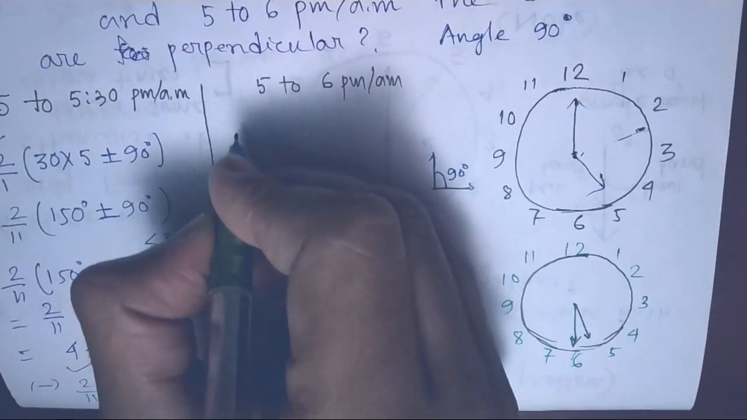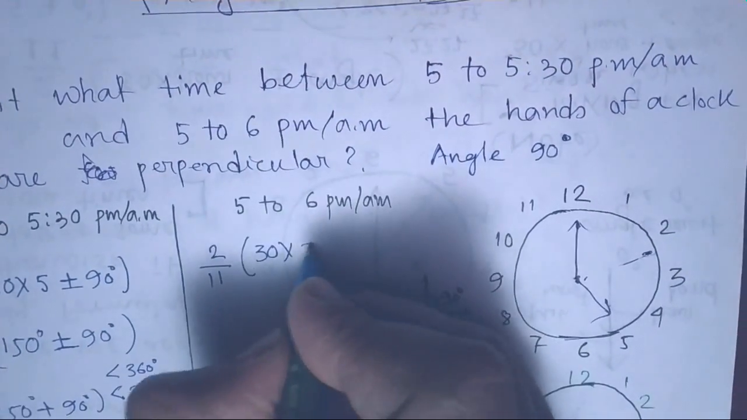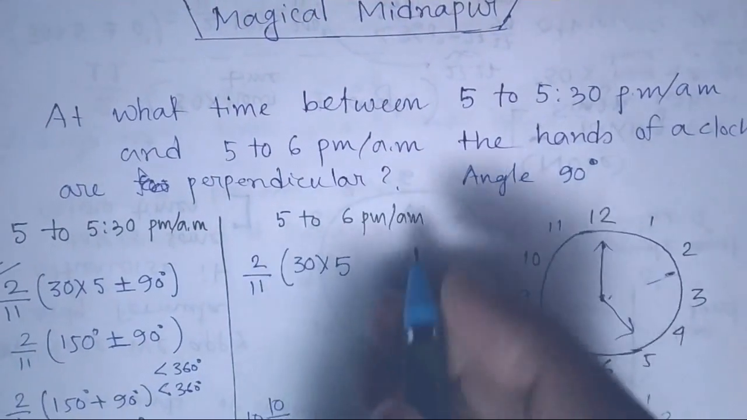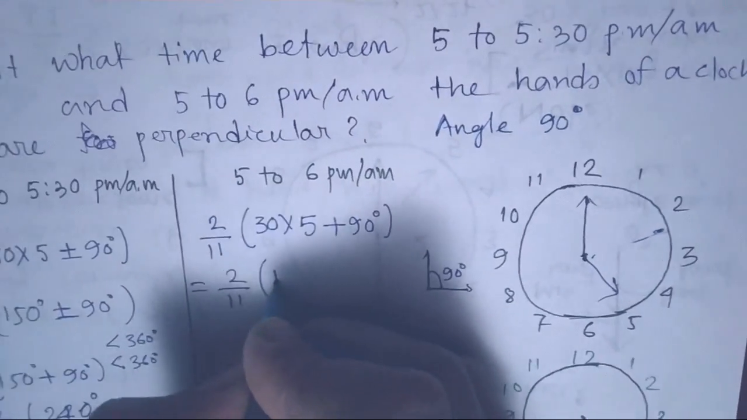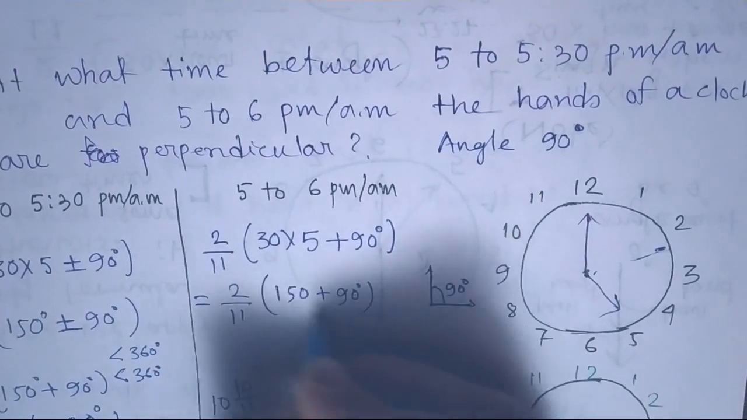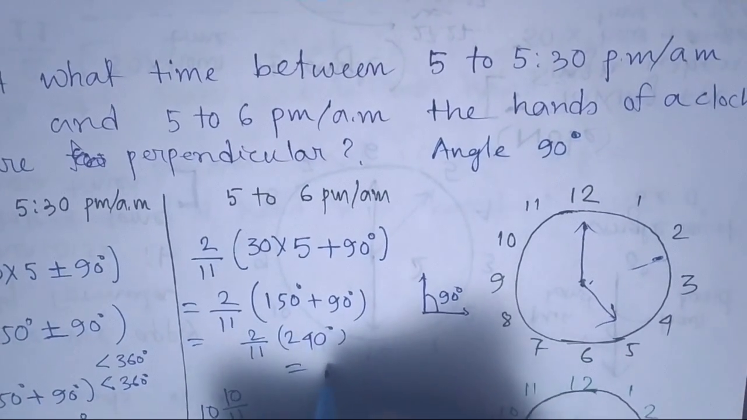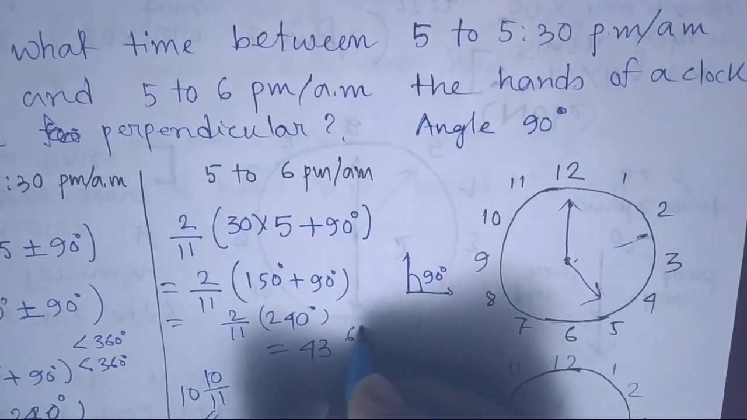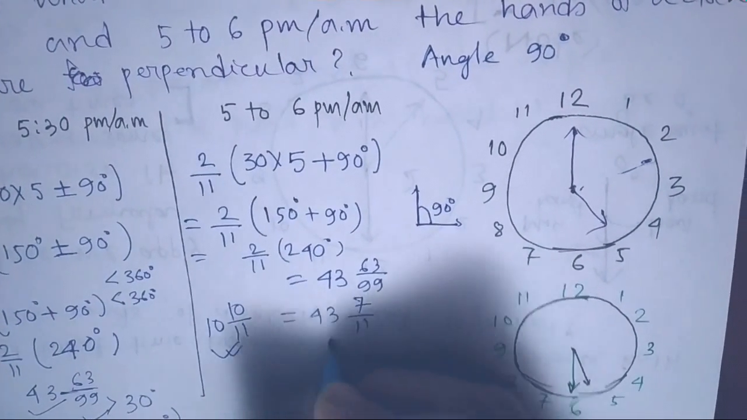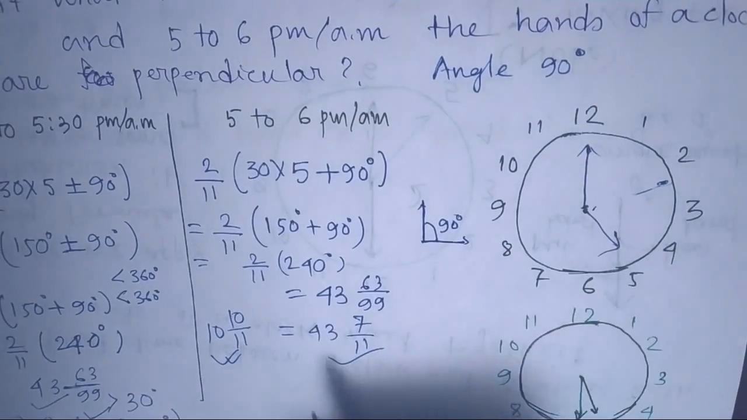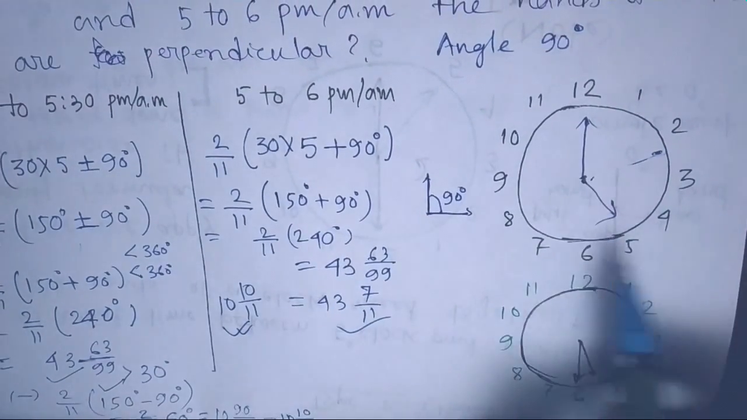I can try it again, as 2 by 11 into (30 into hour 5), this is less than 5 and 6, so 5 is taken, plus 90 degree, 2 by 11, plus 90 degree, 2 by 11 240 degree, equal to 43 by 7 by 11. This is the time, and if the problem is between 5 to 5:30, half an hour, then here we take the negative sign, and if the whole, then we take the positive sign.